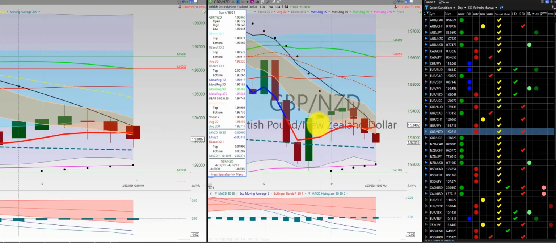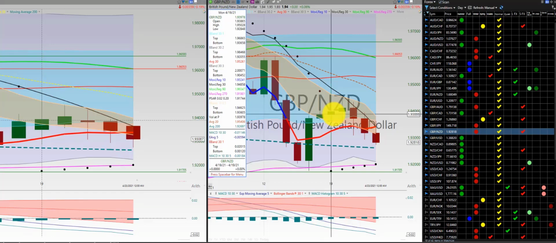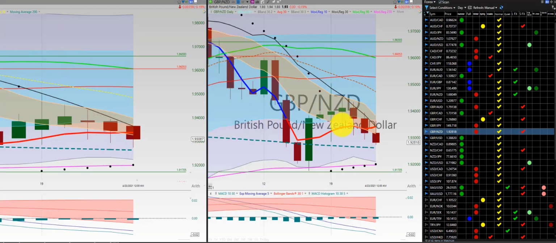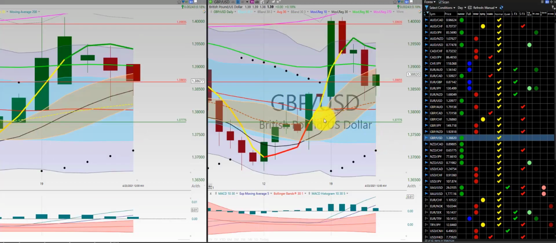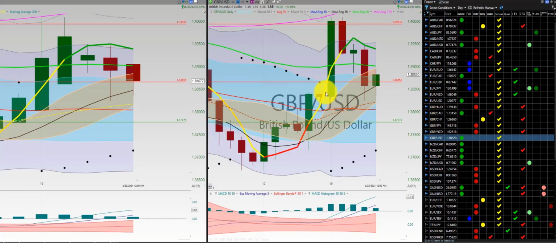British pound, New Zealand dollar, same kind of thing. Took a low risk entry here, was stopped out. Took an entry here, and then was initially stopped out here. 2 losses on British pound, New Zealand dollar. British pound, euro, did not take this trade. The Heikin-Ashi body was not above the RL10. It was right here, and this would have been a nice one too as well, but follow the rules. Took this trade for a small loss on British pound, US dollar.